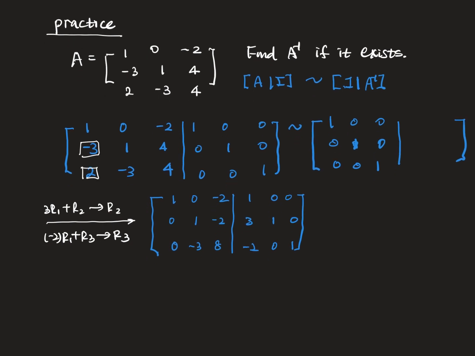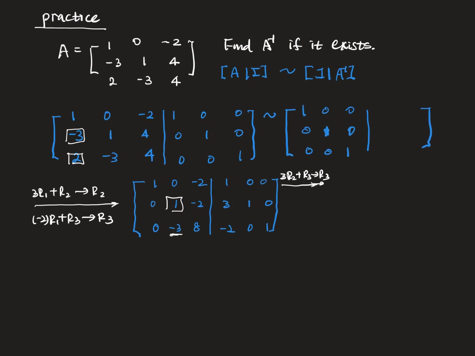Okay, now what do you have to do? Here the pivot is 1, that's fine. This should be 0, right? So this guy is going to be 0, meaning, guys, look at this. You have to do 3R2 plus R3 going to R3, okay? So you have 1, 0, negative 2, 1, 0, 0, 0, 1, negative 2, 3, 1, 0. The last row is going to be 0, 0, 2, 7, 3, 1.